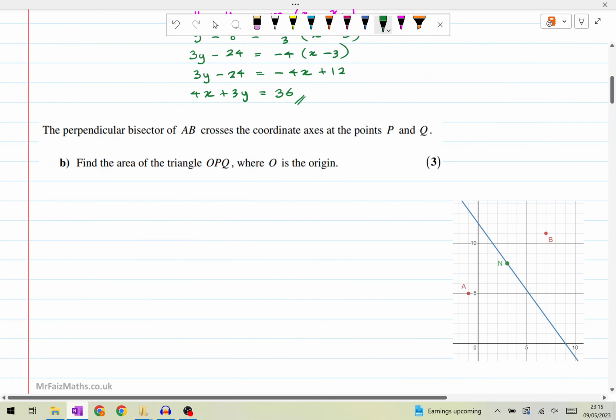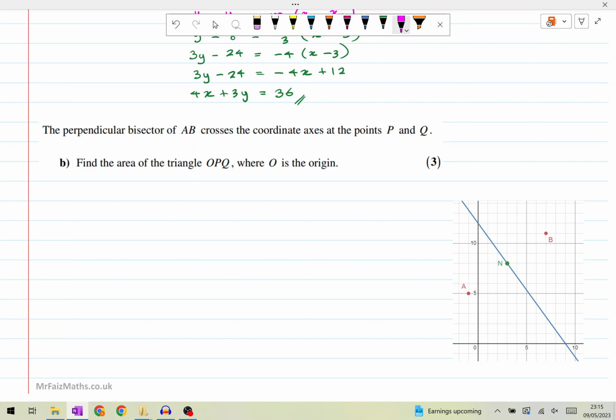Okay, on part B of this question, we are now told that the perpendicular bisector of AB crosses the coordinate axes at the points P and Q. I've got an exact plot of this here, but again, you could just do this with a sketch. The question doesn't say whether P is on the x-axis or the y-axis, so it doesn't matter which way around we mark this. I'll just assume that it crosses the x-axis at point P and the y-axis at point Q. You could mark this the other way around, that will not make a difference here. It then says find the area of triangle OPQ. So we are trying to find the area of this triangle.